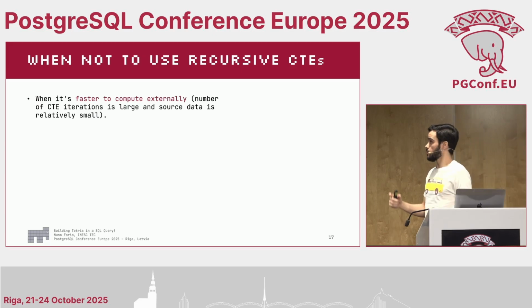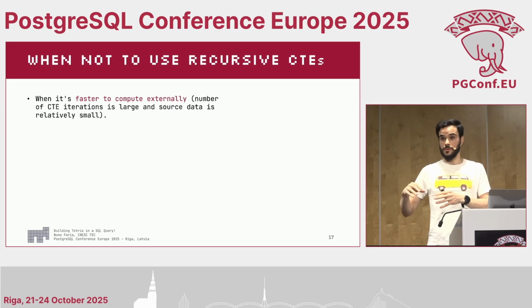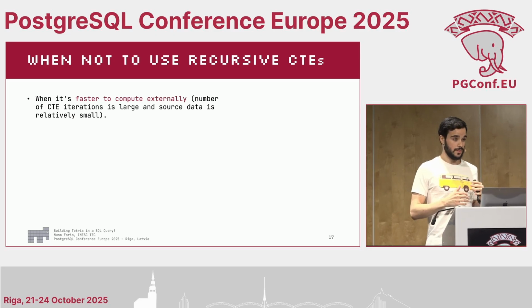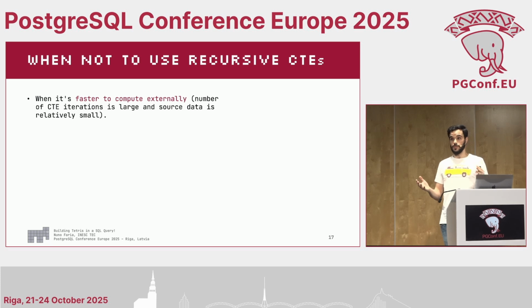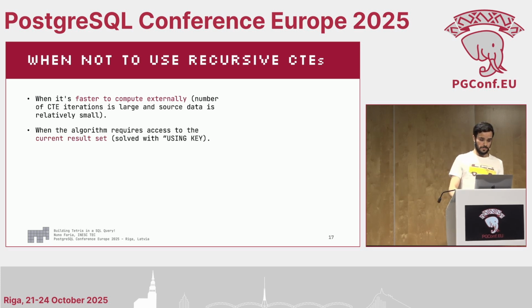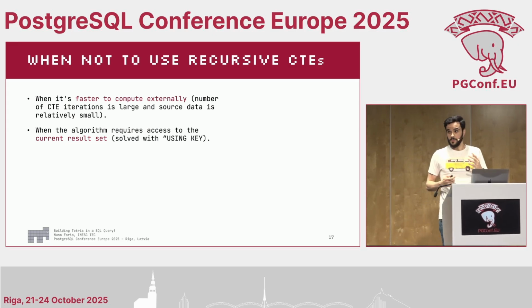So when should we not use recursive CTEs? Maybe it is faster to take our algorithm and implement it externally. Maybe the set of data that we are trying to process is relatively small compared to the number of iterations that we require. Maybe our algorithm just needs to access the result set, and this could be solved with that using key feature, but it's not available in Postgres.